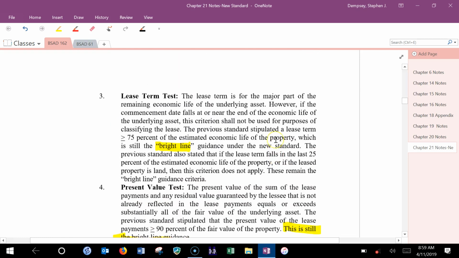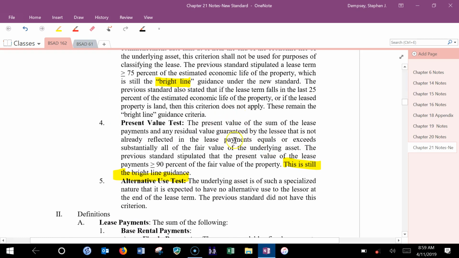Actually, it goes back up here. Present value test. It says, and these were the criteria. So the fourth one, it said the present value of the sum of the lease payments and any residual value guaranteed by the lessee that is not already reflected in the lease payments equals or exceeds substantially all of the value of the underlying asset.